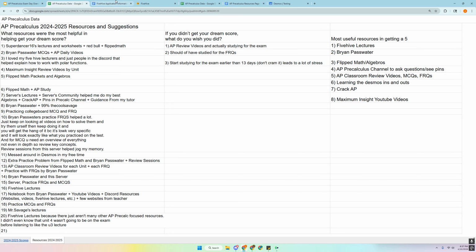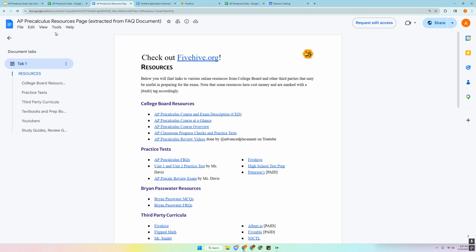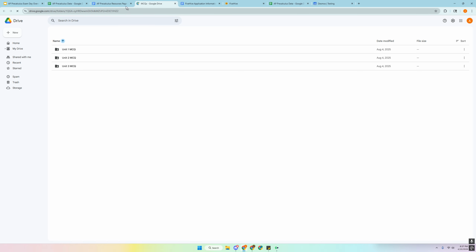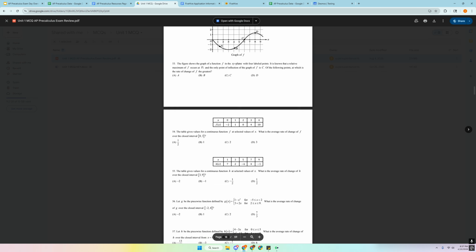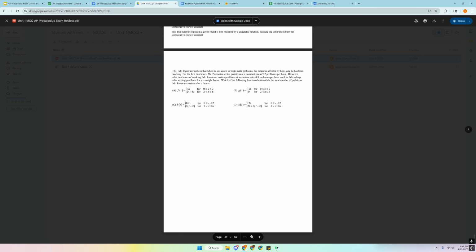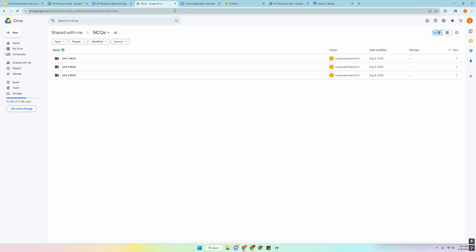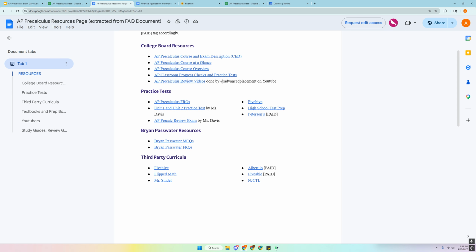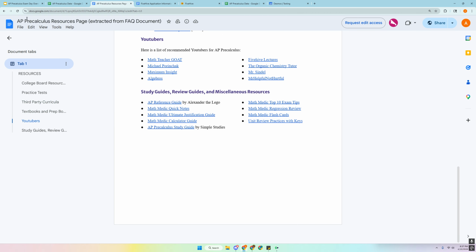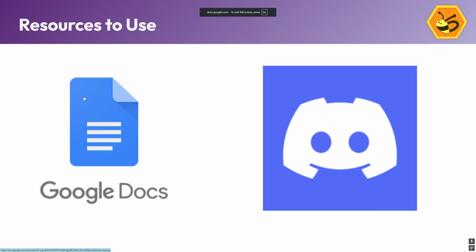The Brian password MCQs can be found on the resources doc, which is our next slide. There's Brian password MCQs and FRQs, and I think there are 180 for unit 1, and they're all AP style. There's more resources if you'd be willing to check it out. So that's the resources page, and the Discord was another popular option.